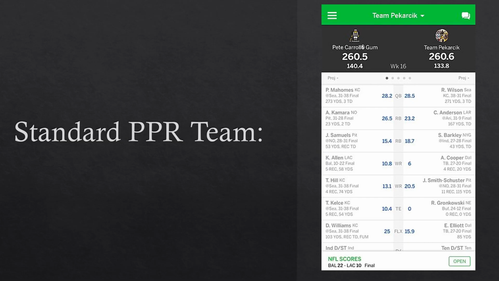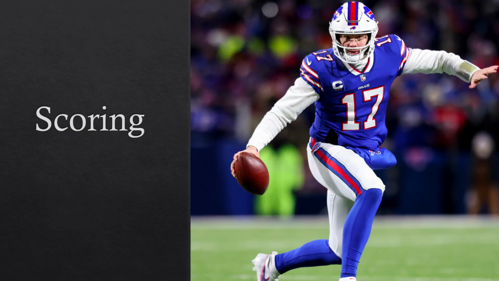So in standard PPR leagues, like I explained earlier, generally it is one quarterback, two running backs, two wide receivers, a tight end, a flex spot, a kicker, and a defense. A flex spot is basically where you can add another player that is either a running back, a wide receiver, or a tight end. So when you have these players, how do you score points with them?